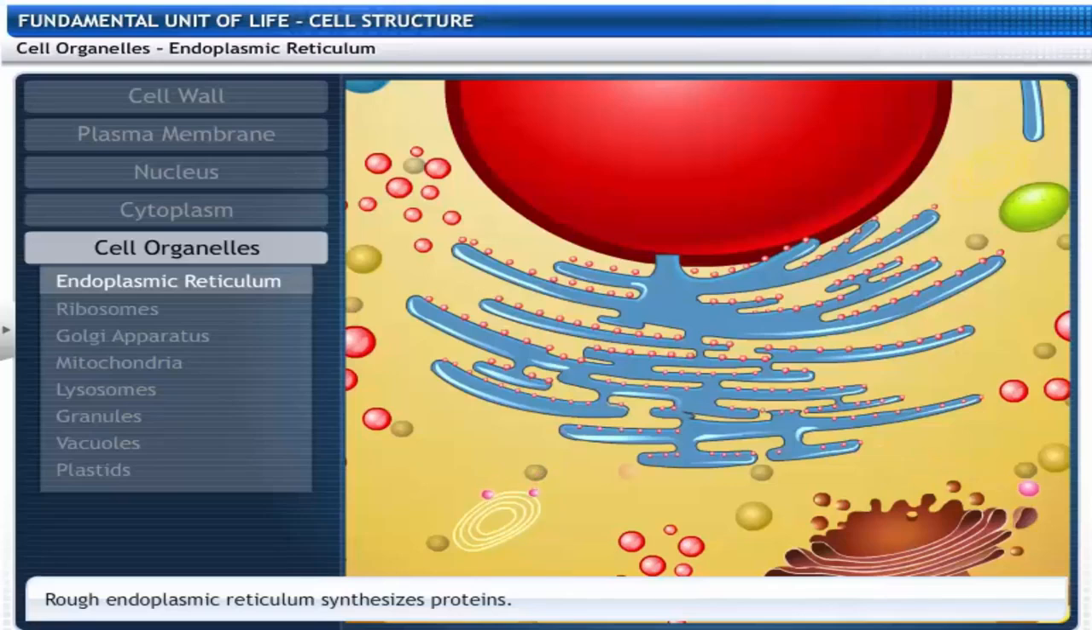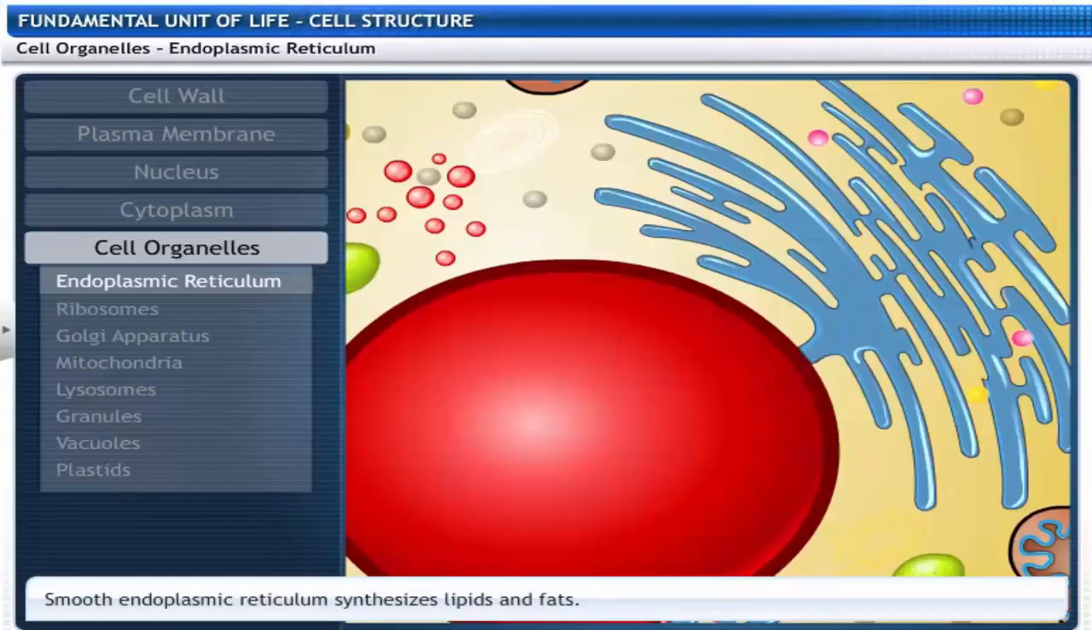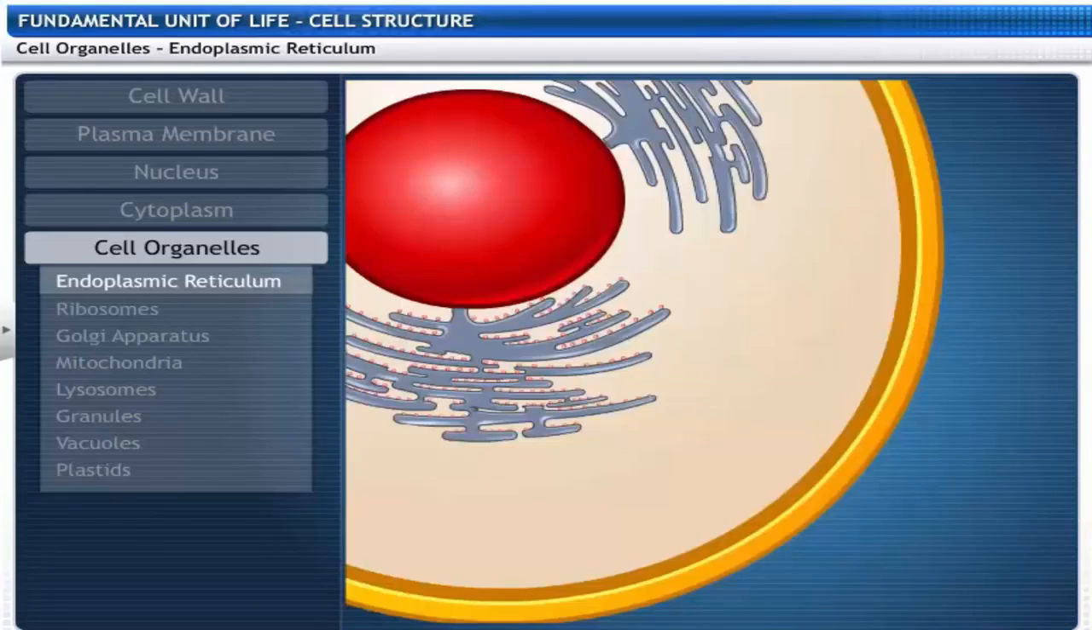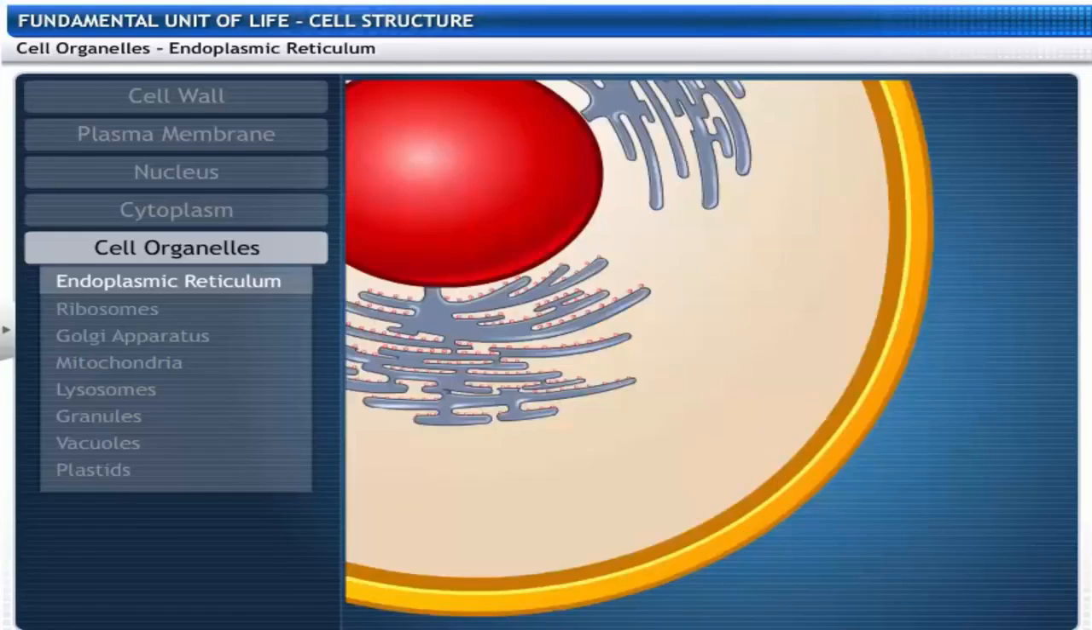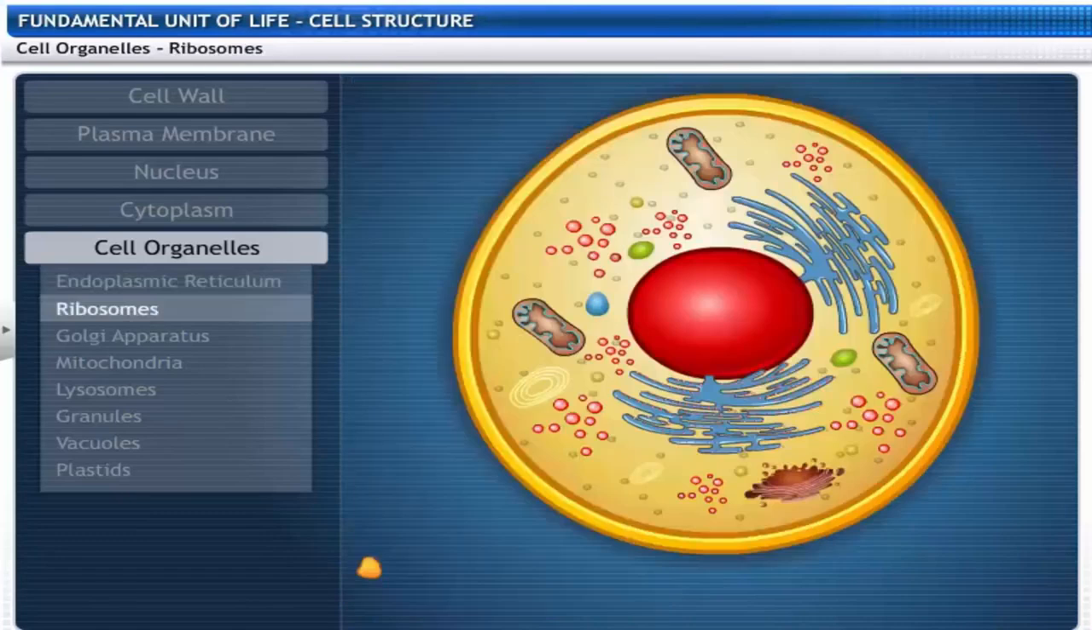Rough endoplasmic reticulum synthesizes proteins, while smooth endoplasmic reticulum synthesizes lipids and fats. Some of these proteins and lipids help in building the cell membrane, and some function as enzymes and hormones. Endoplasmic reticulum serves as channels for the transport of proteins between various regions of the cytoplasm.